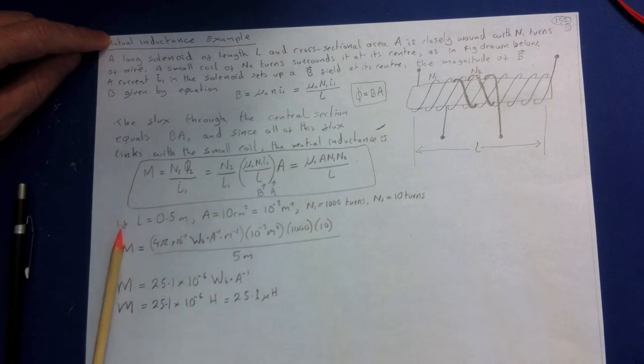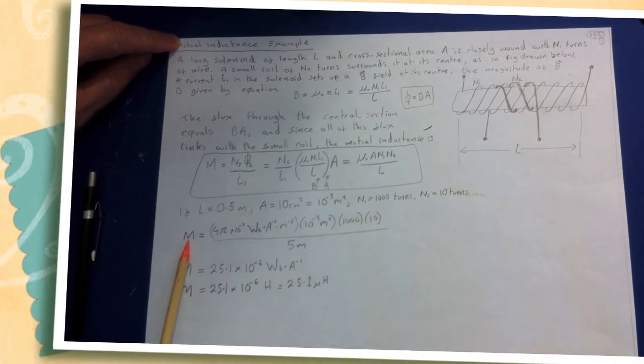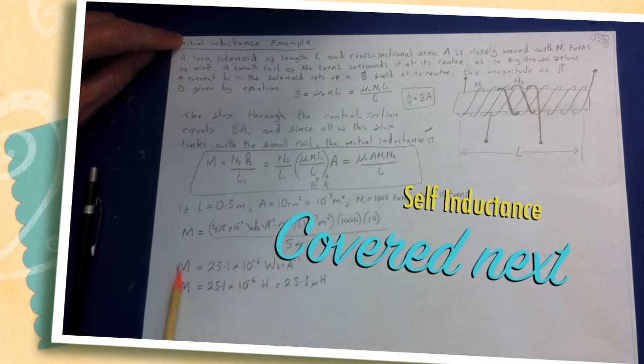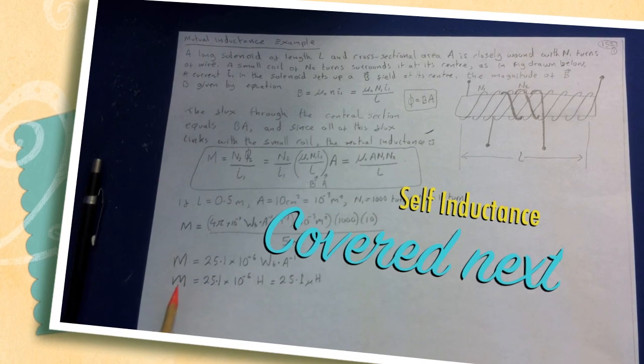So, for example, if L equals 0.5 meters, A say 10 centimeters squared, which is equivalent to 10 to the minus 3 meters squared, N1 1000 turns, and N2 10 turns, we can plug that all in and we can get the M. So we plug all that in and we end up with this M value. So that's an example of how you'd calculate the M value.